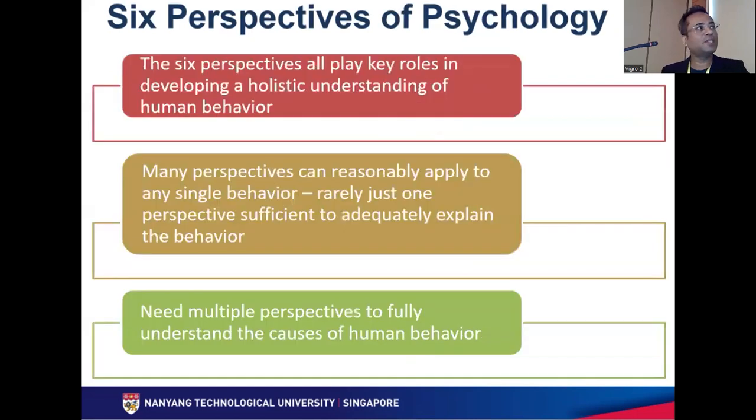What comes out of these six perspectives, the general consensus among many psychologists, is that they all play key roles in developing a holistic understanding of human behaviors. Many of these perspectives can be applied to any single behavior, but rarely is just one sufficient to adequately explain the behavior. So you might need multiple perspectives to fully understand the causes of human behaviors. If somebody is commenting something which you find biased or unusual or not factual, you will probably need more than one perspective to fully understand the cause behind that.